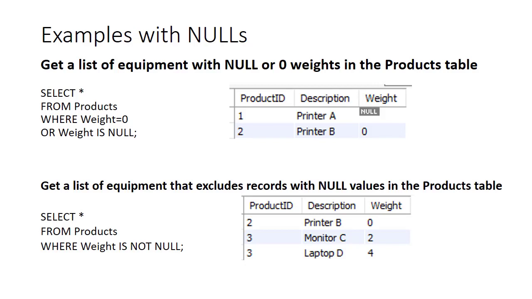In the second example, we're looking for equipment that excludes records with null values. So this is an example of where we would use is not null. So we're selecting where weight is not null. Again, this will include our 0 weight, even though that's nonsensical. That's the way the data was entered. So printer B, 0 weight, and then the other 2 pieces of equipment there.